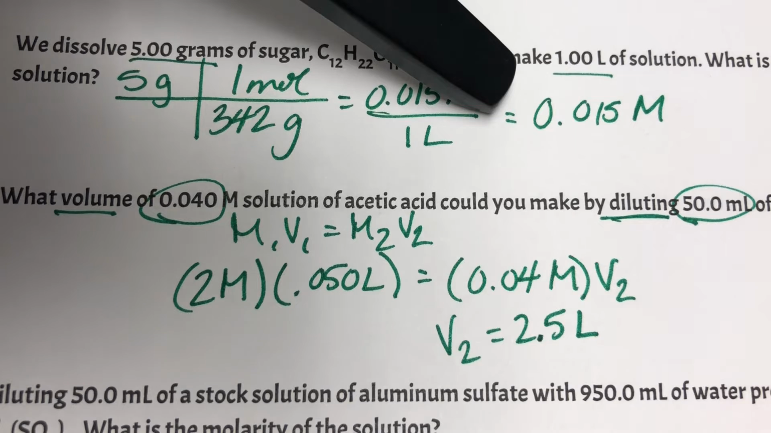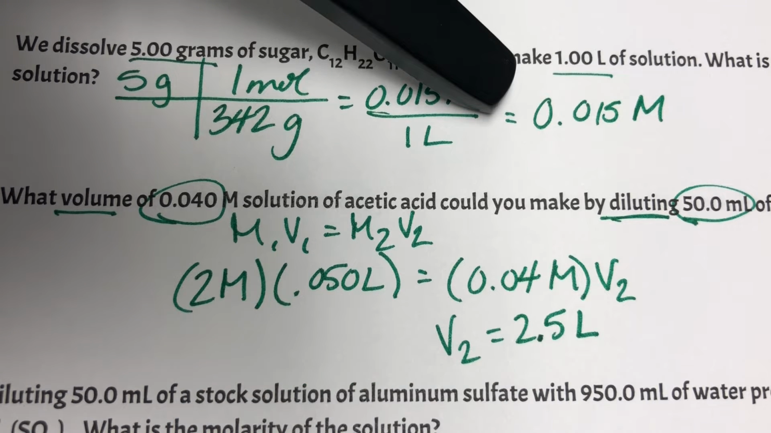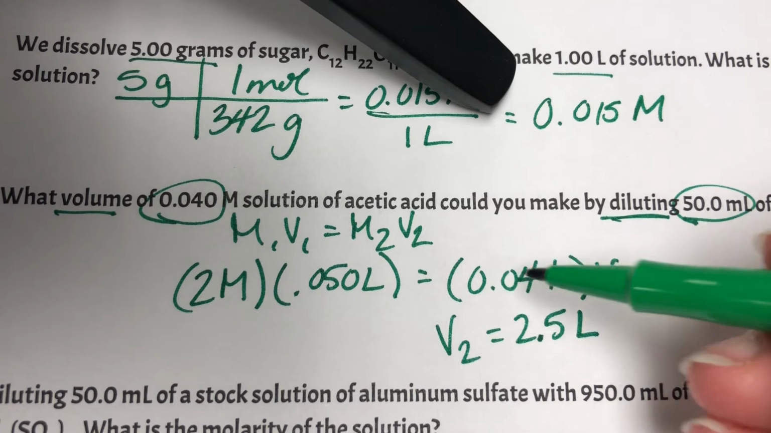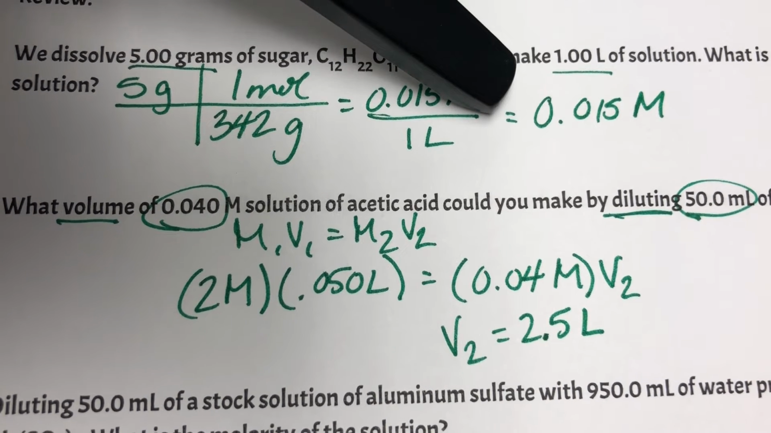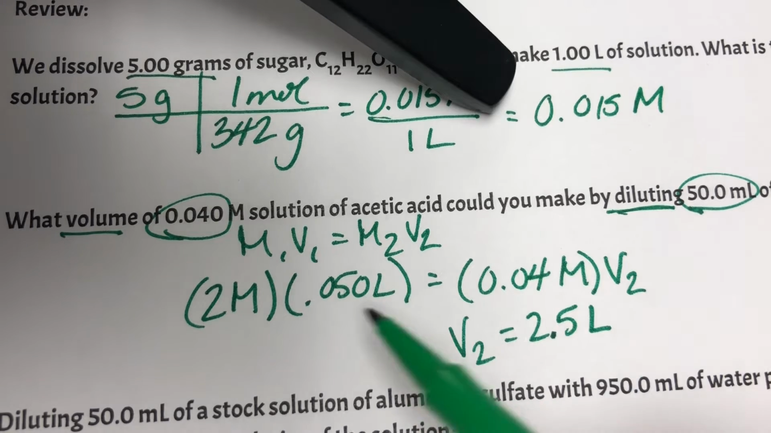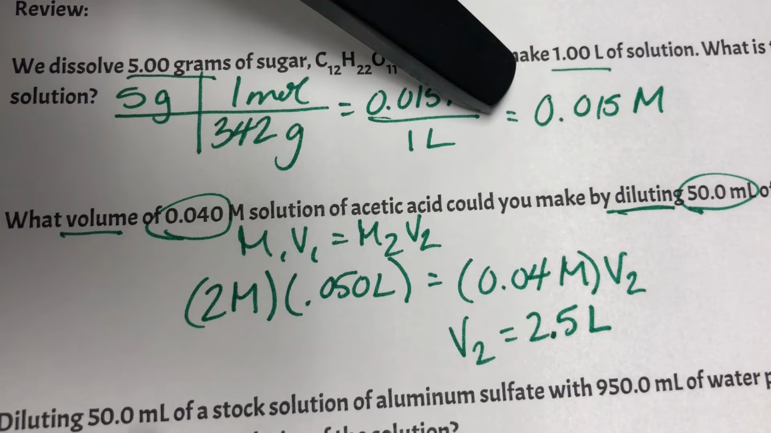Okay, if you had left this as 50, right? So you do 2 times 50 and divide by 0.04. And you get 2,500 milliliters, which is the same thing. So you can leave your 50 milliliters instead of converting to liters. It's fine. You're just solving for it in milliliters. Just make sure you solve for it in milliliters.